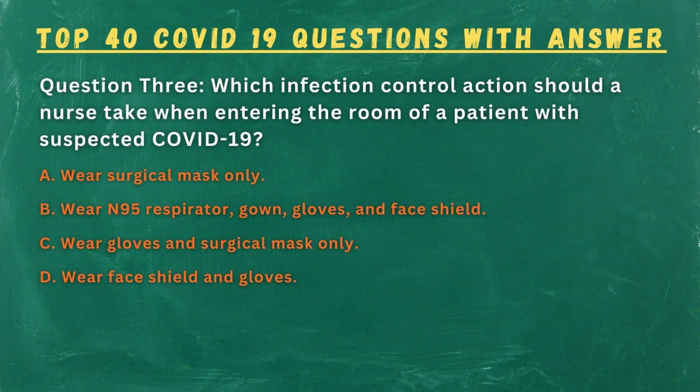Question 3. Which infection control action should a nurse take when entering the room of a patient with suspected COVID-19? A. Wear surgical mask only. B. Wear N95 respirator, gown, gloves, and face shield. C. Wear gloves and surgical mask only. D. Wear face shield and gloves.